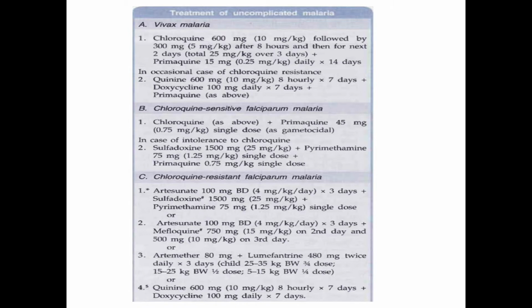So for the management of vivax malaria, the drug of choice is chloroquine, right? In vivax malaria, if the patient is pregnant, we can also use chloroquine. So pregnancy is not a contraindication for chloroquine. If the patient is resistant to chloroquine, we should use artesunate plus any powerful schizonticidal drugs.